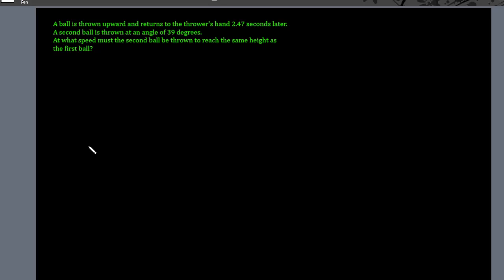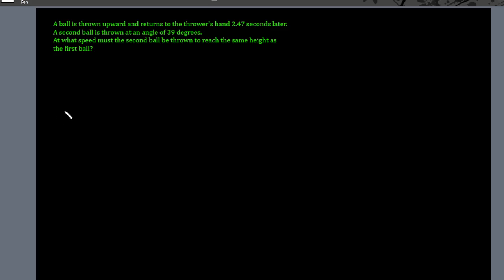And the question says, a ball is thrown upward and returns to the thrower's hand 2.47 seconds later. A second ball is thrown at an angle of 39 degrees. At what speed must the second ball be thrown to reach the same height as the first ball?